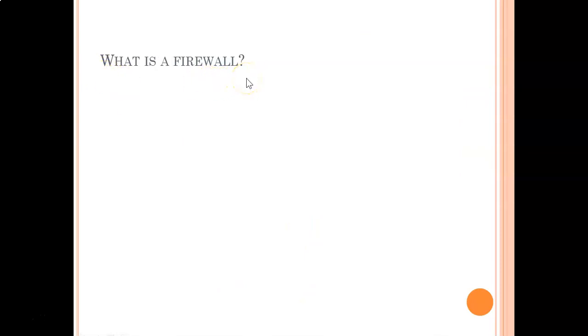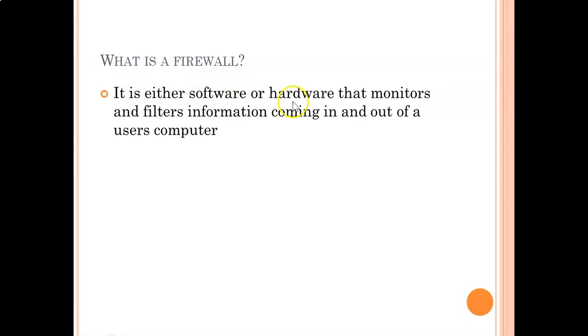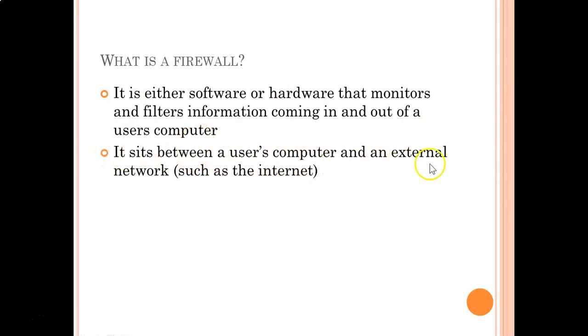So what is a firewall? It is either software or hardware that monitors and filters information coming in and out of a user's computer. It sits between a user's computer and an external network, such as the internet. It monitors data coming in and out of a computer, and if the data flowing between the user's computer and the external network seems suspicious or doesn't match specific criteria, then a firewall has the ability to stop that traffic from passing between the user's computer and the external network.